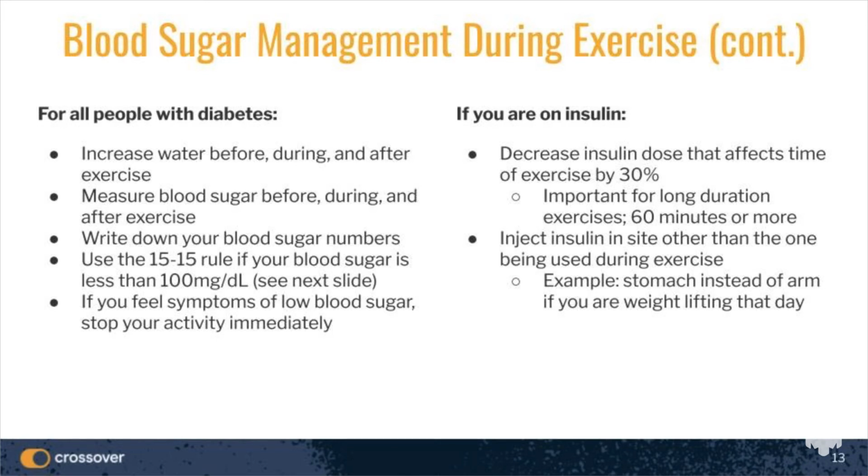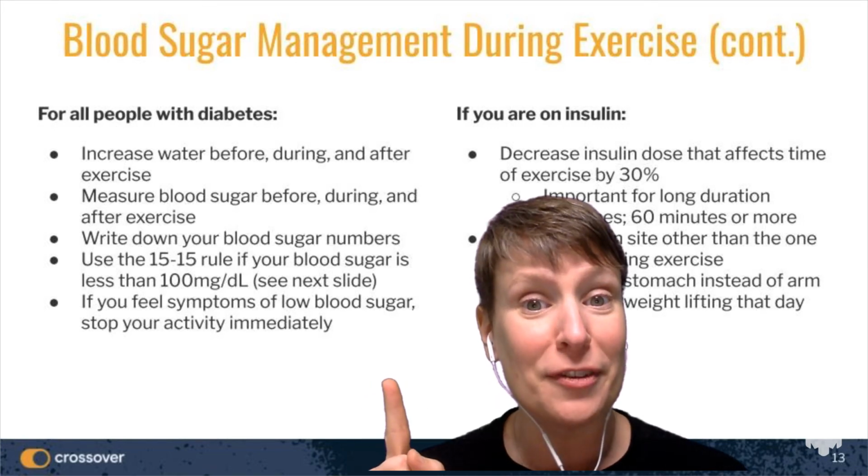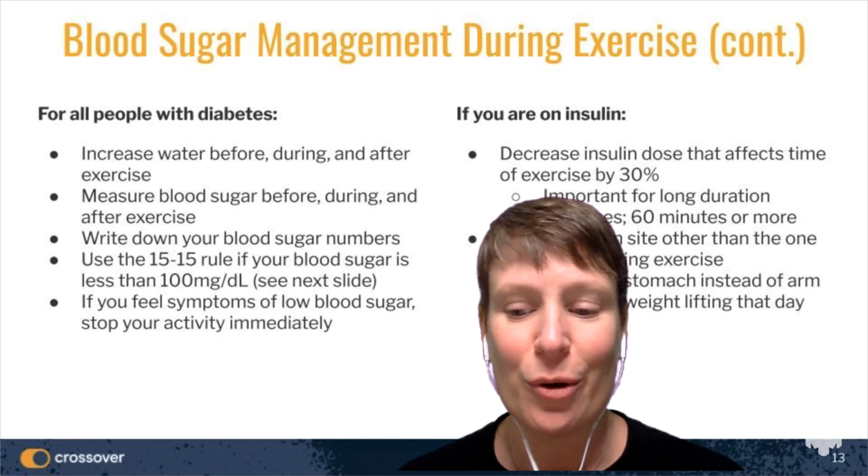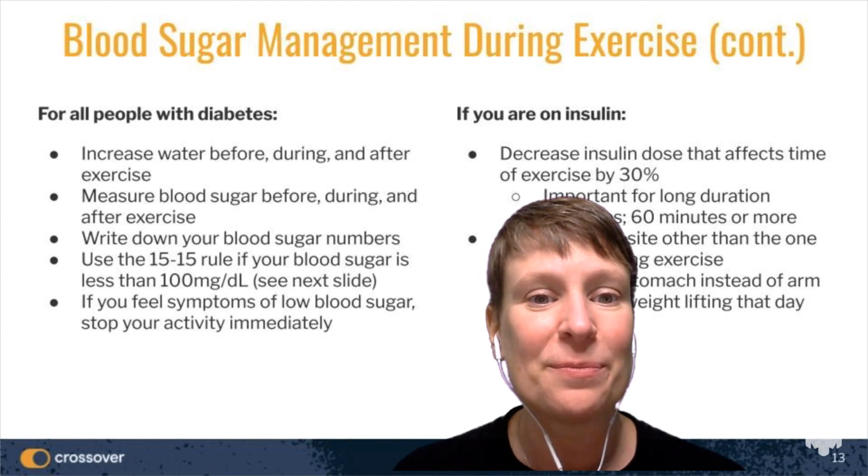And use the 15-15 rule if your blood sugar is less than 100 milligrams per deciliter. Are you wondering what is the 15-15 rule? Don't worry, we're going to get to that in just a few minutes.